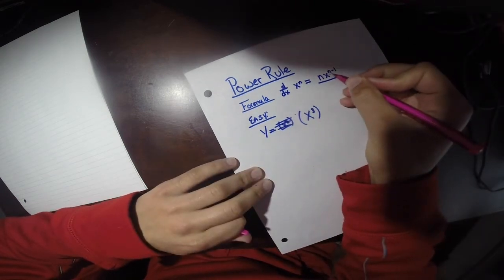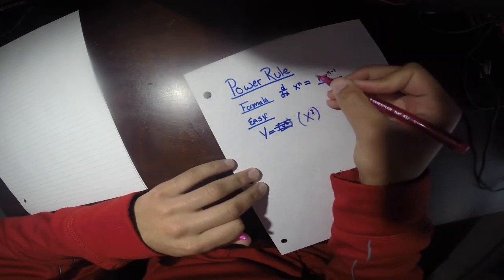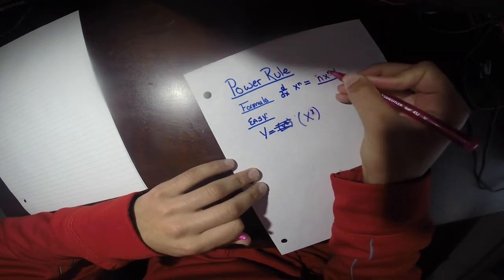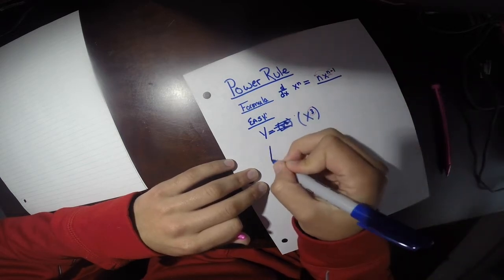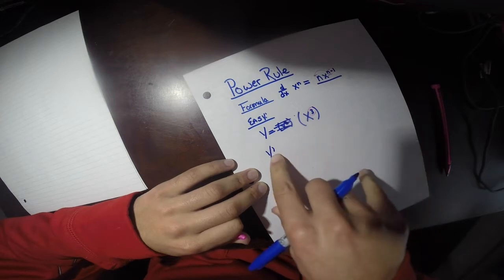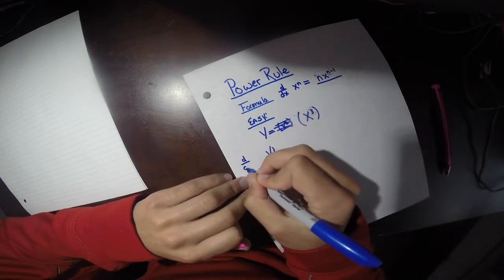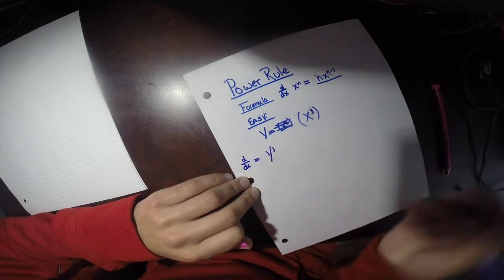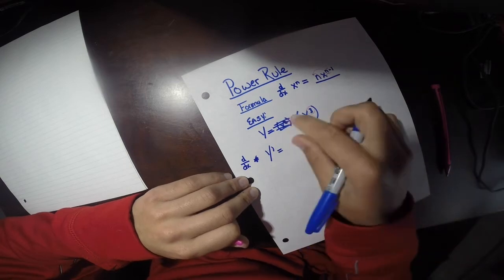N, right here, is the exponent. And you want to bring down n, and then minus what you have here. So, y prime. This is the same. This, just by the way, is also equal to saying this. They both mean derivative. So how you would write this function is y prime.